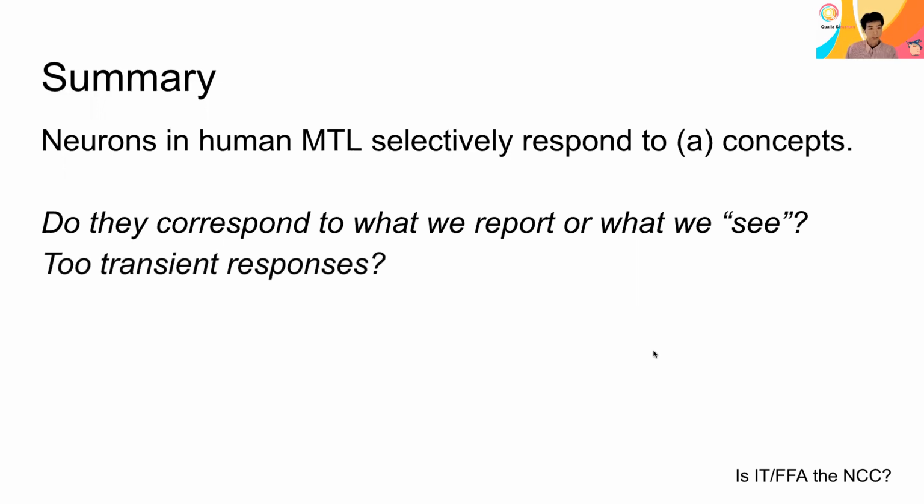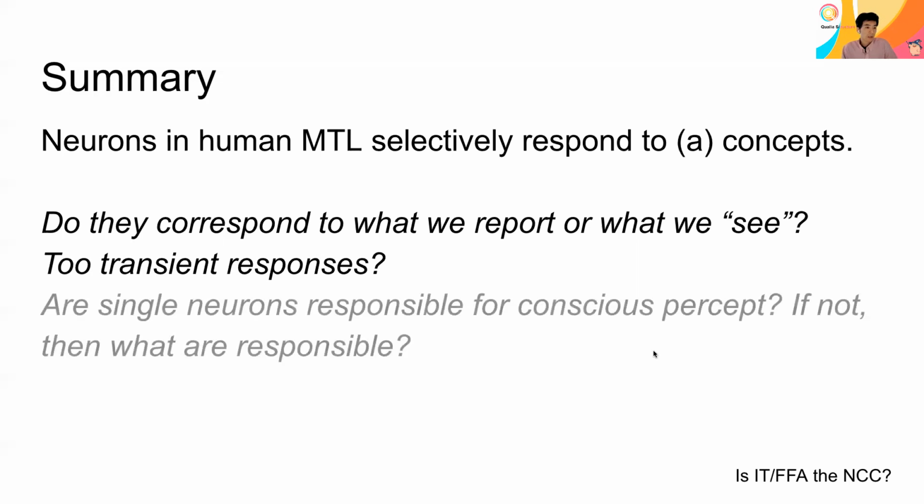And also, another interesting feature of these responses is that although the stimulus itself is presented for a long time, like 1 second sometimes, or 100 milliseconds, or 500 milliseconds, the response tends to be transient. Initially, there is a huge response, but it dies out. So the question is whether single neurons are responsible for the conscious percept of seeing things or not. And if that's not the case, then what is responsible for our conscious percept?